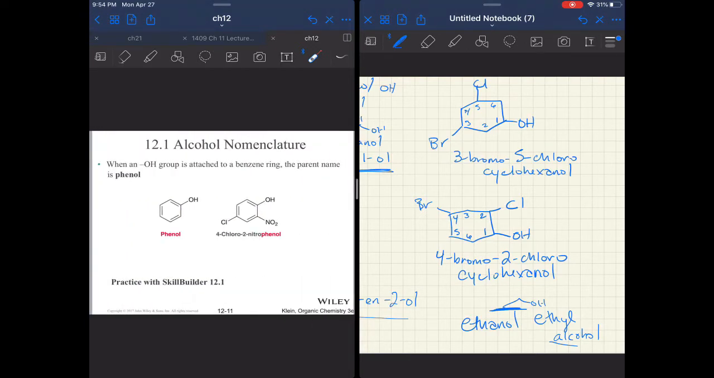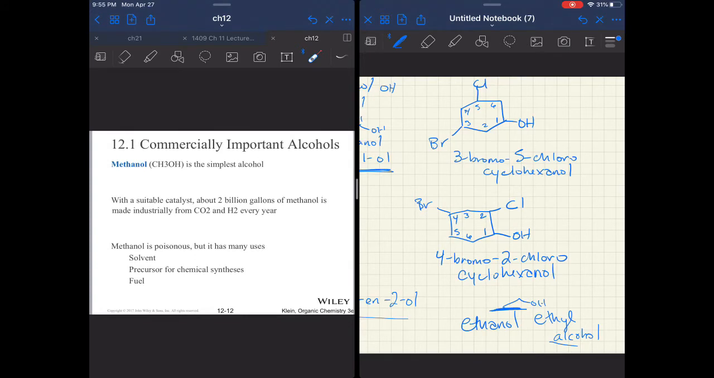When an alcohol is attached directly to a benzene ring, it is called a phenol. Again, that's nomenclature you'll get in organic too, but it's a very common structure, so it's nice to know what the word phenol means.